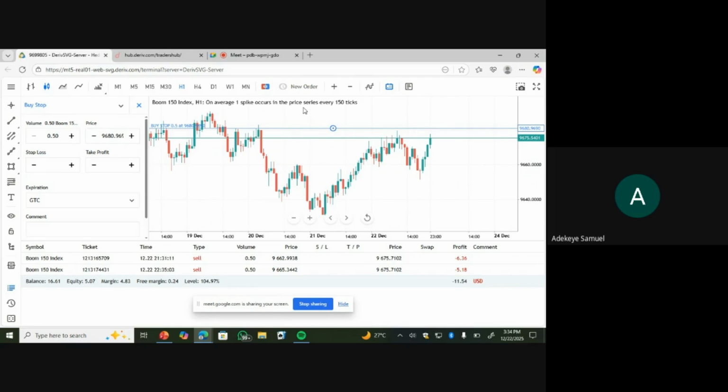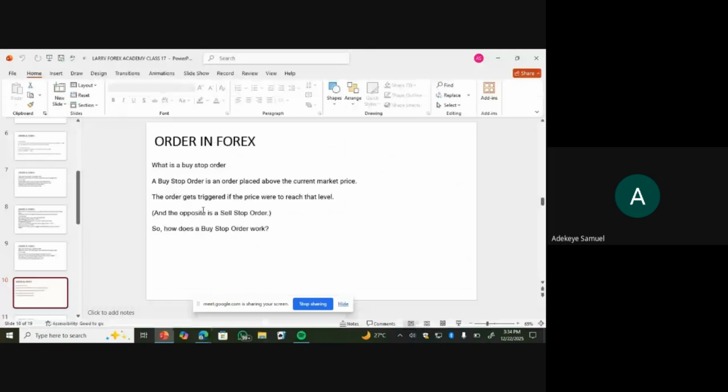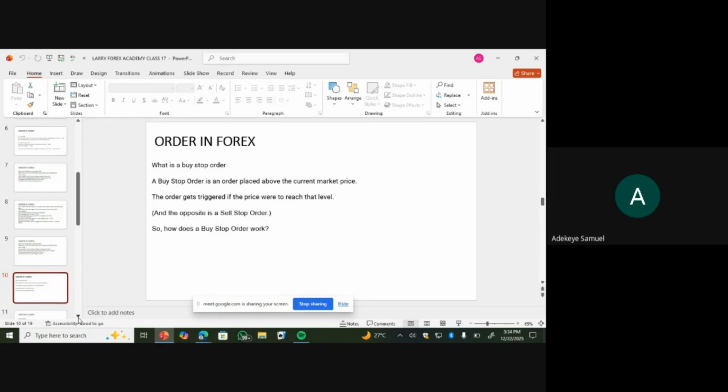Now let's go back to our notes here. So I said buy stop is an order placed above the current market price. The order gets triggered if the price were to reach that level. And the opposite is a sell stop order. How does the buy stop work?